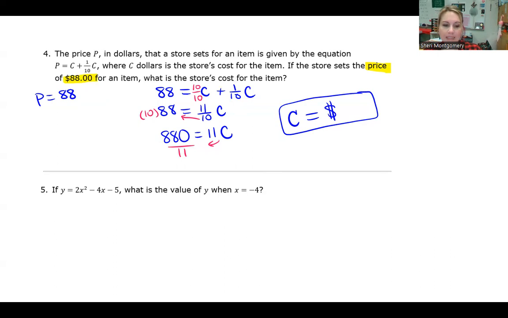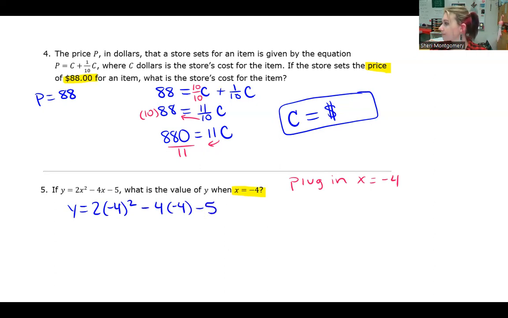Question number 5, it says if y is equal to 2x squared minus 4x minus 5, what's the value of y when x is equal to -4? So it's telling us x is equal to -4. So we need to plug it in. We're going to plug that into the equation. So we get y is equal to 2 and use parentheses. And we're going to evaluate step by step.